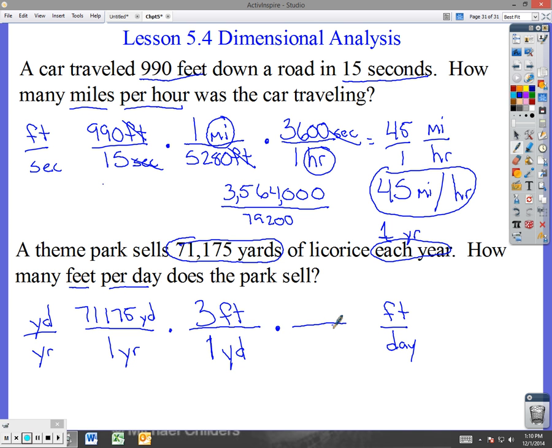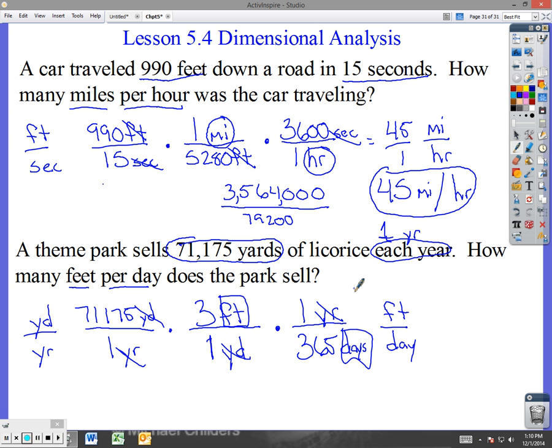How many days in a year? So we have, let's see here, 1 year is equal to 365 days. Okay, now I have feet, which I want. Awesome. Days, which I want. Get rid of the years. Get rid of the yards. Multiply straight across.